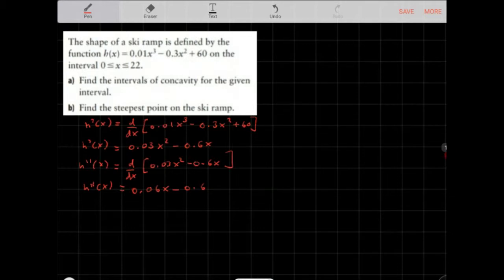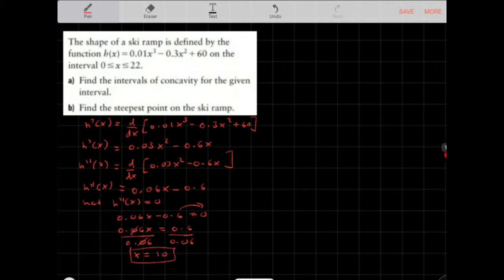This is h double prime of x, and you want to find the interval of concavity for the given interval. So let's find the point of inflection. The point of inflection occurs when the second derivative function is equal to 0. So 0.06x minus 0.6 is equal to 0. I'm going to move the 0.6 to the other side: 0.06x is equal to 0.6. I'm going to divide by 0.06. x is equal to 10. That's basically where you have a point of inflection.